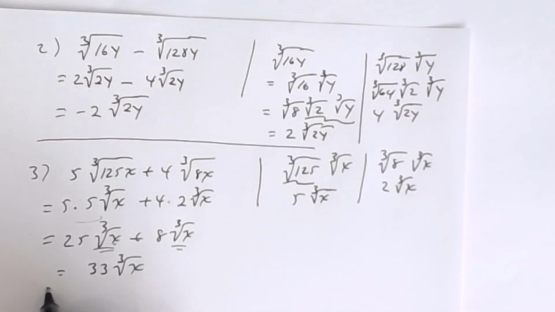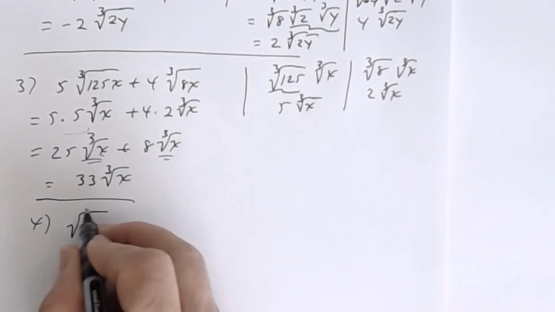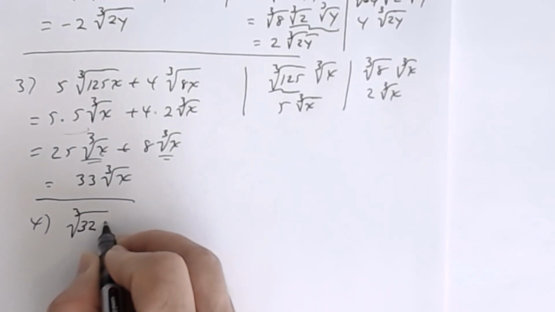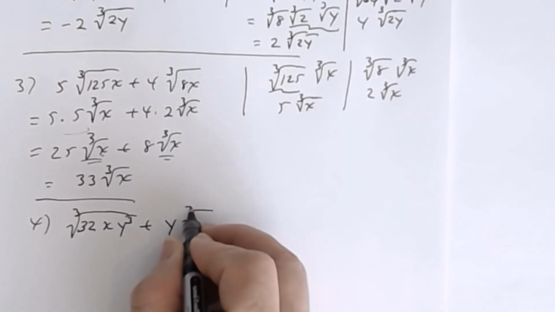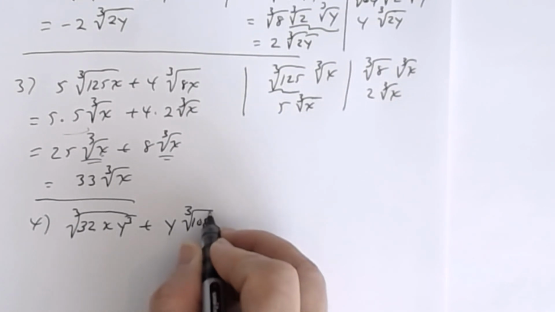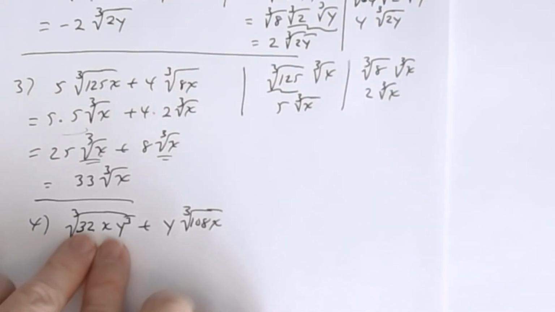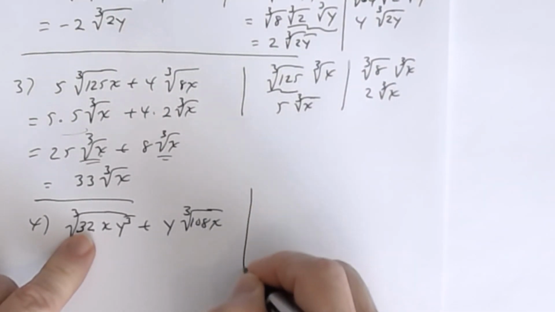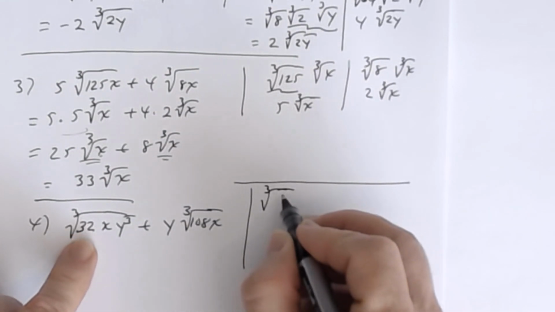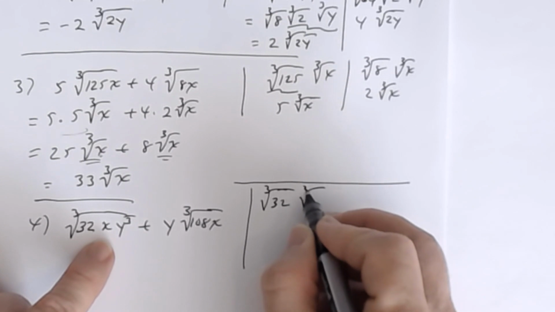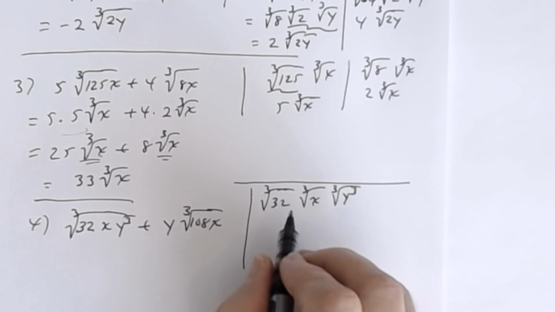All right. And then finally, number 4. So here's number 4. You have the cube root of 32xy cubed plus y times the cube root of 108x. All right, so let's look at this. I'm going to go ahead and rewrite this right here. So I have the cube root of 32 times the cube root of x times the cube root of y cubed, right? Okay, so let's simplify.